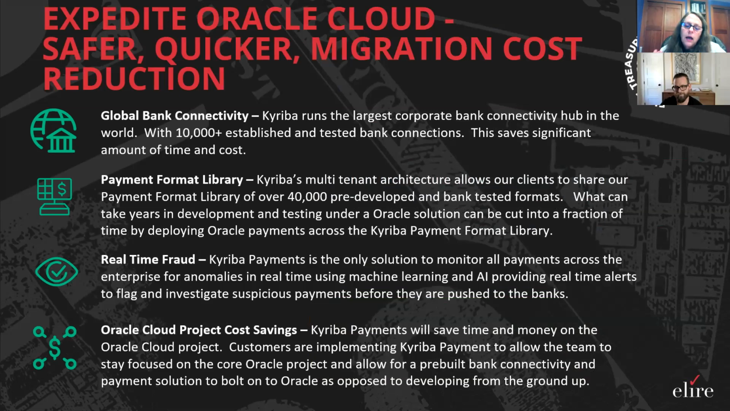So to summarize, 93% of CIOs say that bank connectivity is one of the most complicated aspects of an ERP project. Kyriba runs the largest connectivity hub in the world, and we're unique because we have 45,000 bank file formats that are already available, tested, on the shelf, ready for you to use. We also offer solutions in terms of real-time fraud detection, and we can provide you a lot more for a lot less. So Logan, before we go to questions, is there anything else you want to add?